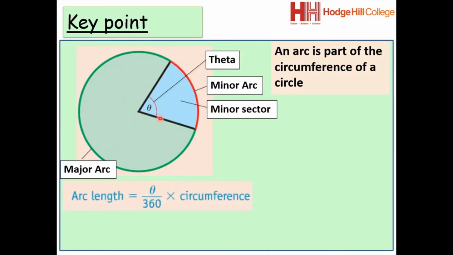Now, this is how you work out the length of an arc. You would do the angle, theta, divided by 360, which represents the whole circle, times by the circumference, the entire circumference. So effectively, it's the fraction, this is a fraction, of the circumference. So how much of the circumference do we have?